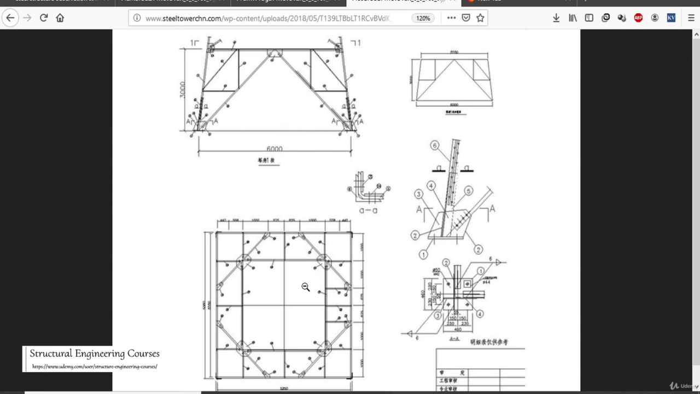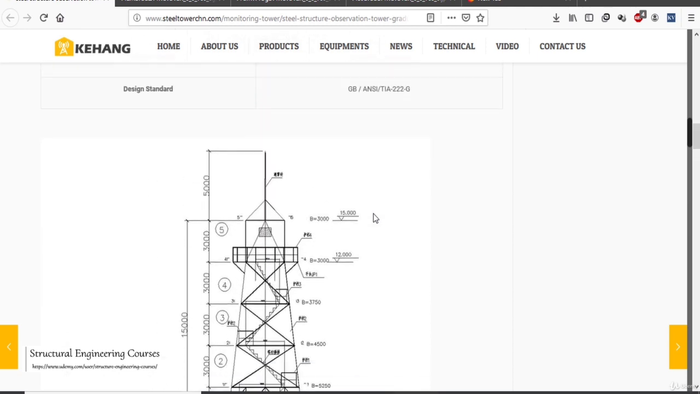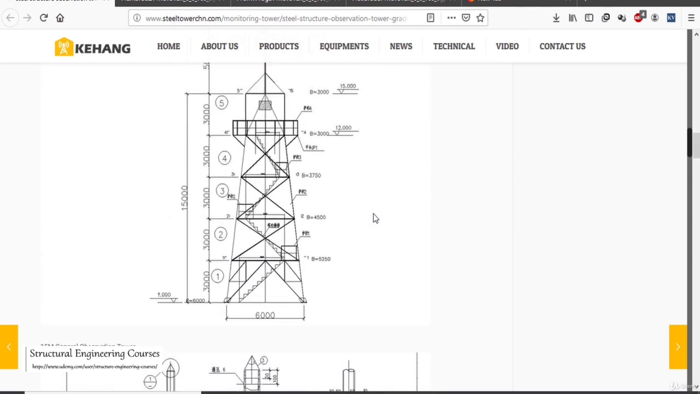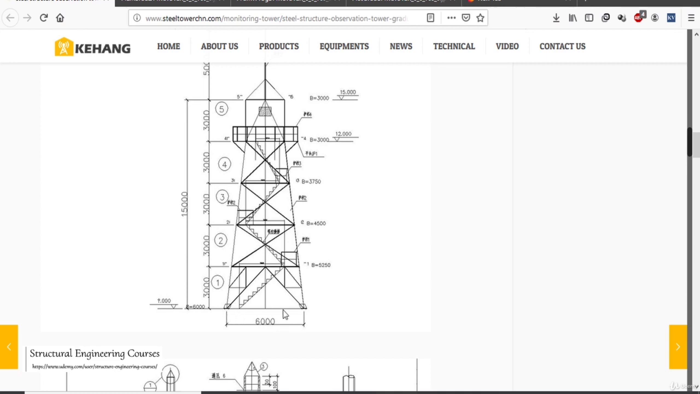elevation and plan view. So basically what we will do is that we will try to model this whole arrangement in STAAD. We shall not be 100% matching with what exactly is drawn here, but we shall try to get as close as possible to what is shown here. Here it is showing that the top dimension is 3130 by 3130. So what we can understand is that at the bottom the area is 6 meter by 6 meter, and on the top the area is 3 meter by 3 meter. Here it is showing B equal to 3000, and here it is showing B3750, B4500 and B5250. So how we can make this watchtower in STAAD, that we will study right now.